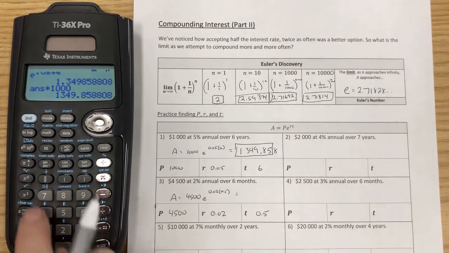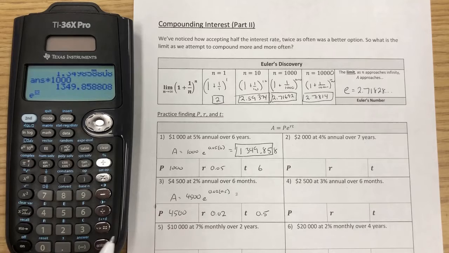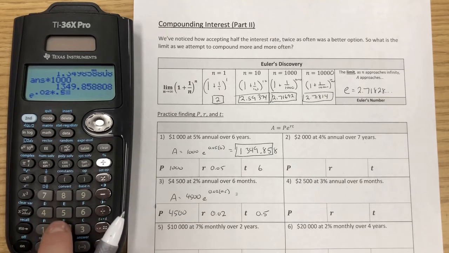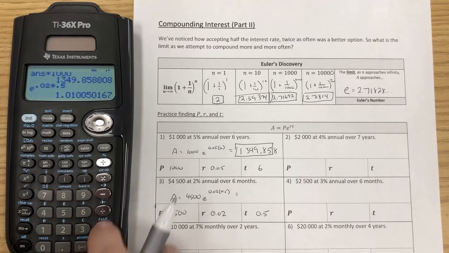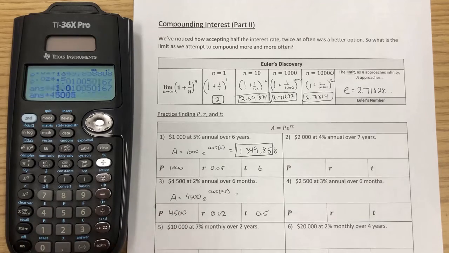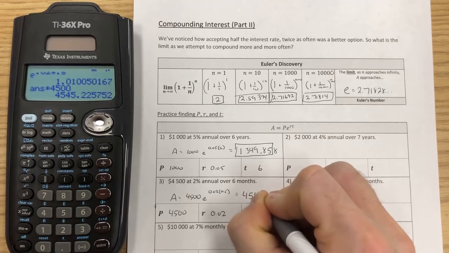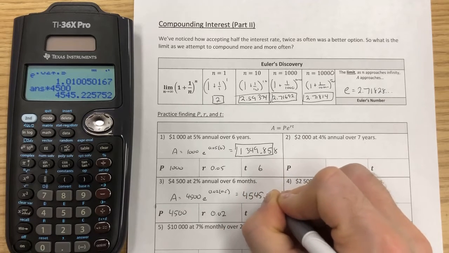Let's see what we get. So e raised to the 0.02 times 0.5, we get that times the $4,500 investment. We get $4,545.22.